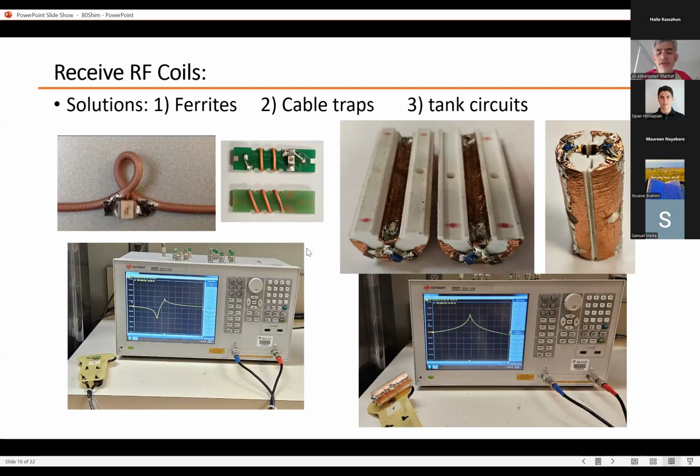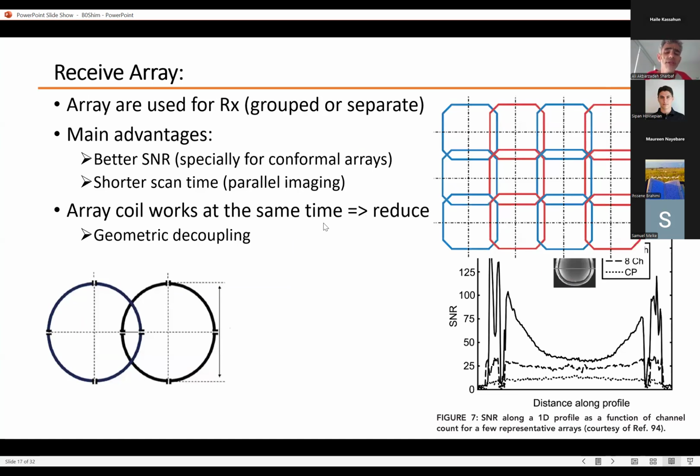So far, we have discussed just one single coil, but the problem is that in many MRI, in many coils, actually, more than one coil is used because there are some advantages to using multiple coils. One is that in case of using an array of coils, we have a better SNR, in particular when we have some conformal arrays, just like a head helmet that goes around the head.